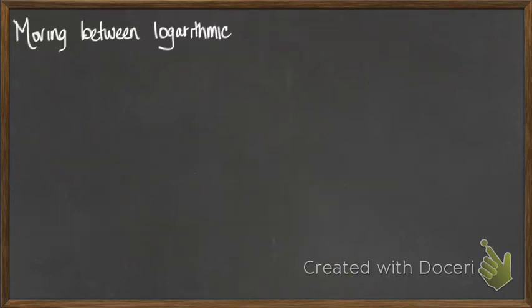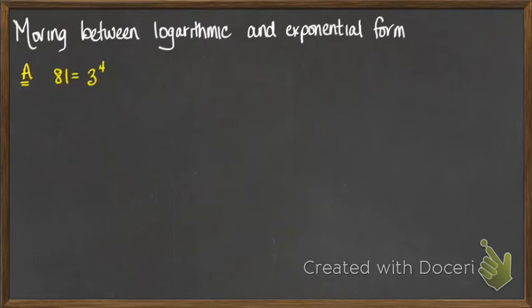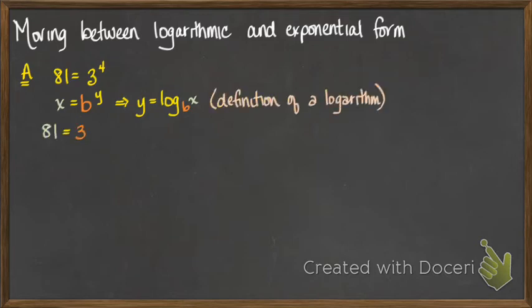So how do we move between forms? Well, in order to move between logarithmic and exponential form, we need to take into account how we just defined a logarithmic expression. We defined x equals b to the y to also be able to be written as y equals the log base b of x. Well, if we take each of these pieces into account, that means that x is 81, b is 3, and y is 4. So if we just move those pieces around to fit into our logarithmic form, we get 4 equals the log base 3 of 81.